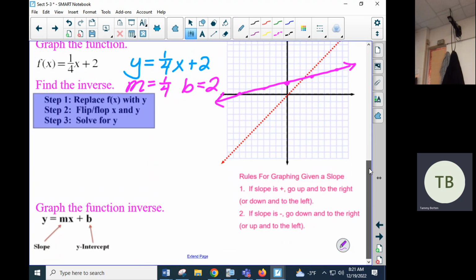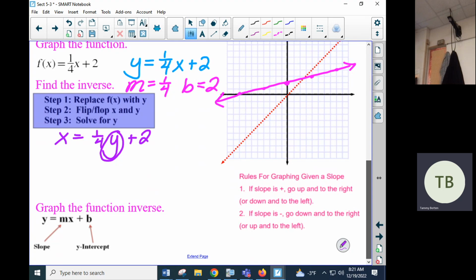And these rules right here tell us how to do that. The first thing we're going to do, I did already, we replaced f of x with y. Okay. The second rule is you switch your x and y. So when I do that, I would get x equals 1/4 y plus 2. Okay, so that's the second thing. The third thing you do is you solve your equation for y.